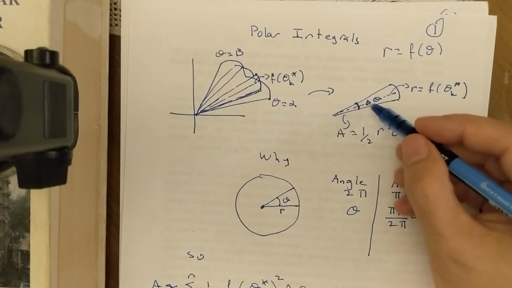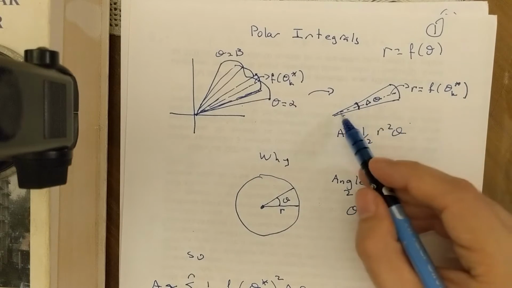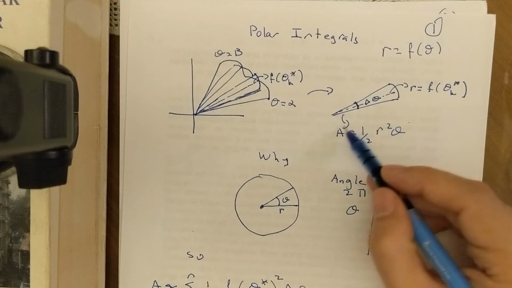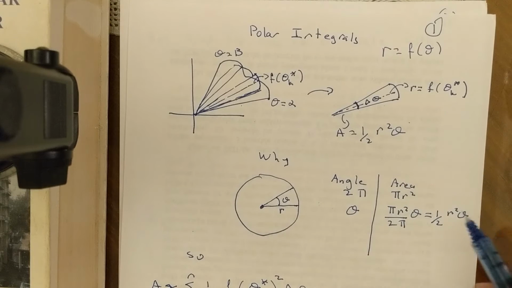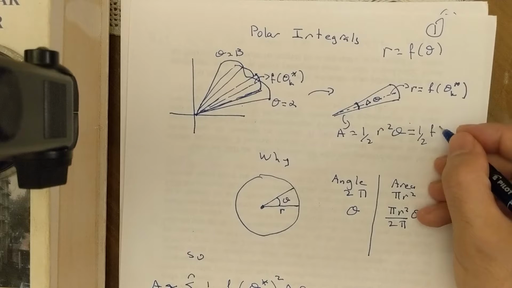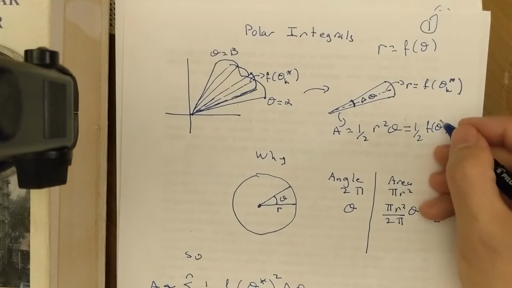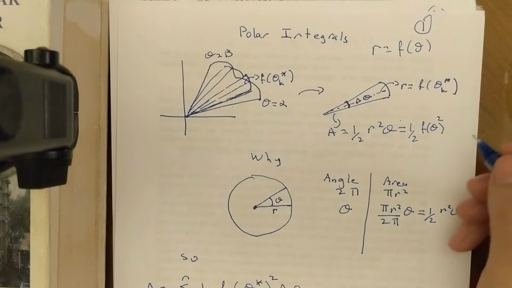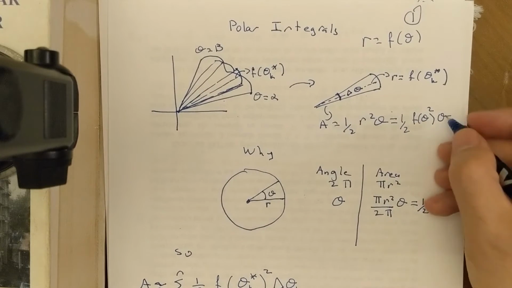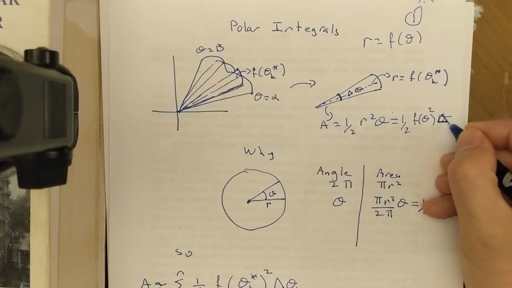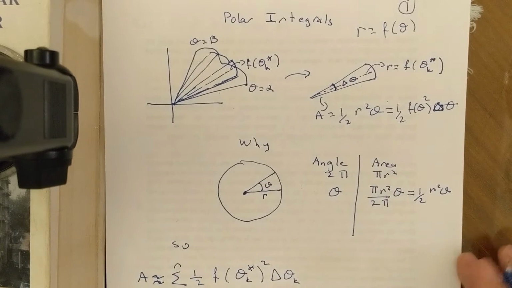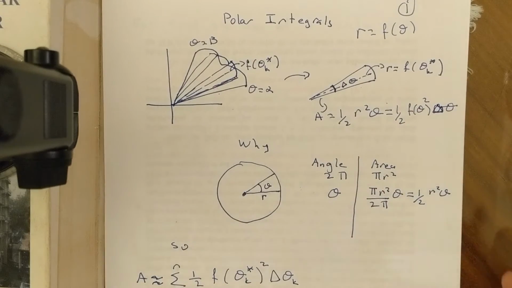Now each pie slice is going to have this change in angle. Let's call it delta theta. And whatever the radius we pick in that proper interval, the area of the pie slice is going to be 1/2 r squared delta theta. In other words, it's going to be 1/2 f of theta squared delta theta. So instead of r, you can just plug in f of theta if you'd like.